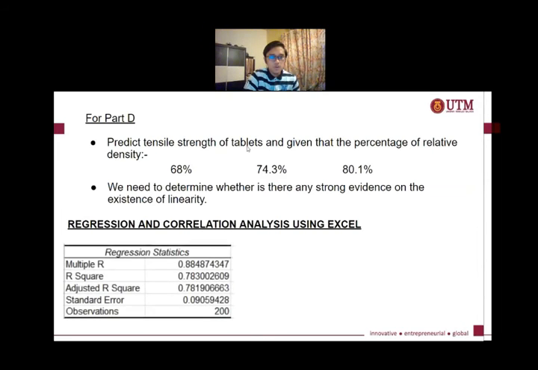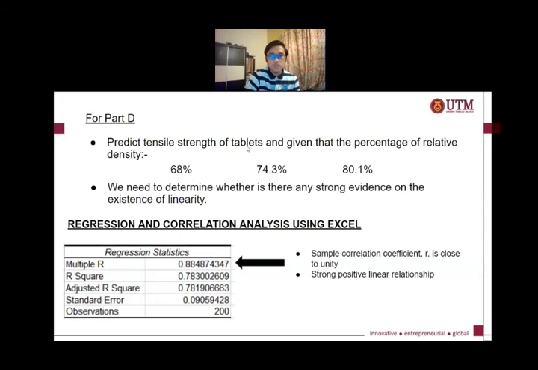So from Excel, we obtain the regression statistics table, which states here the multiple R is equal to 0.88. The multiple R value is actually the correlation coefficient R, and its value is close to unity. This means that the equation of the linearity is a strong positive linear relationship.